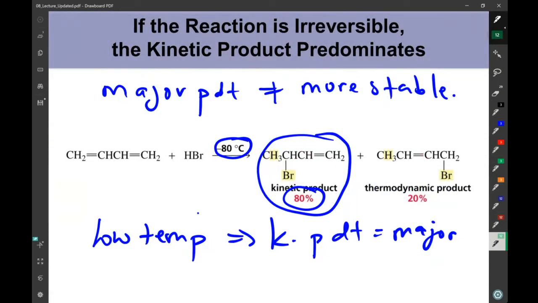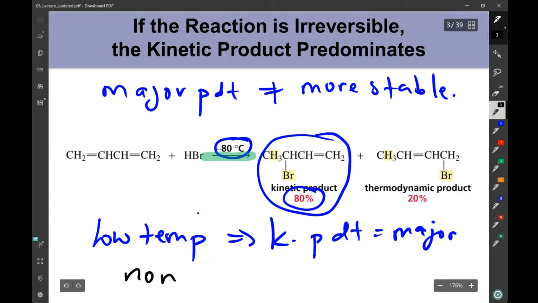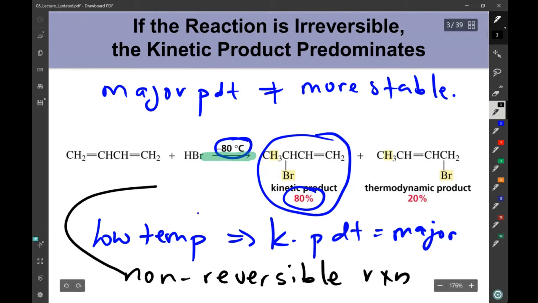Now the next thing I want you guys to observe is the way the reaction goes. Notice this arrow. You will see that it is a single, solid arrow, meaning that we are looking at a non-reversible reaction. Does that make sense? So that single arrow is an indication that we are looking at a non-reversible reaction. So usually a non-reversible reaction favors a kinetic product.